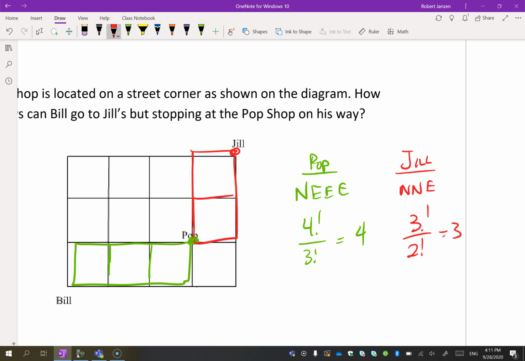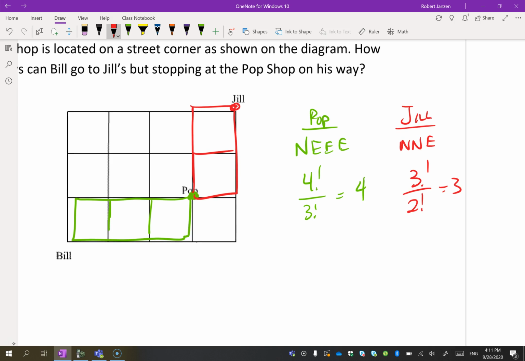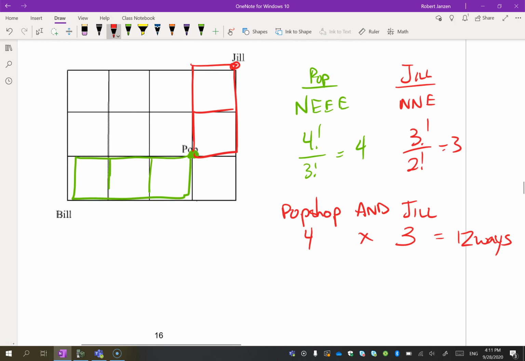So how do I get both? How do I go to the pop shop and to Jill's? Well, what do we do with an and? That's multiply. So there are 12 ways. Because I have to get to the pop shop first and then to Jill's. 4 and 3, that's 4 times 3.